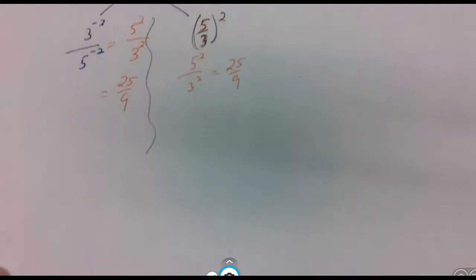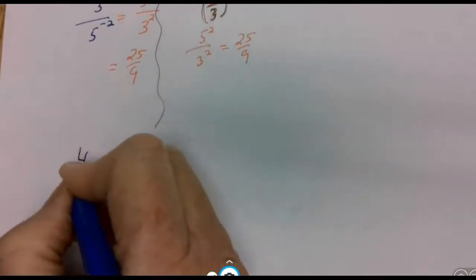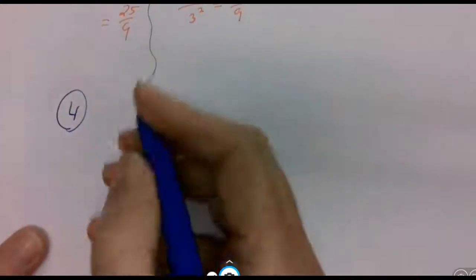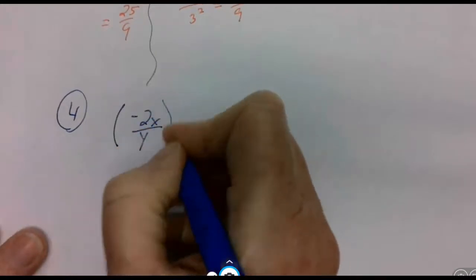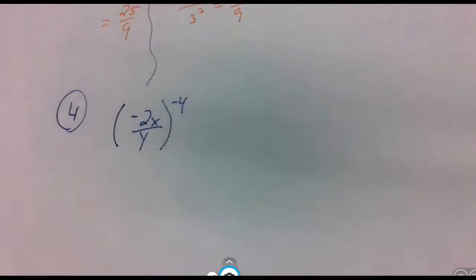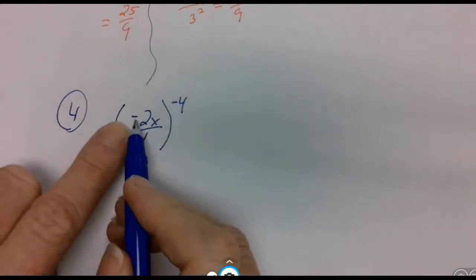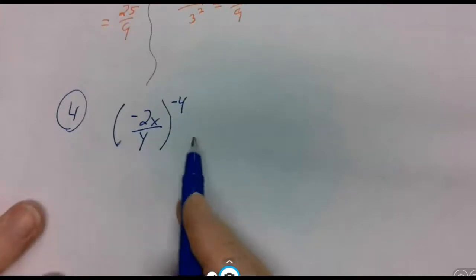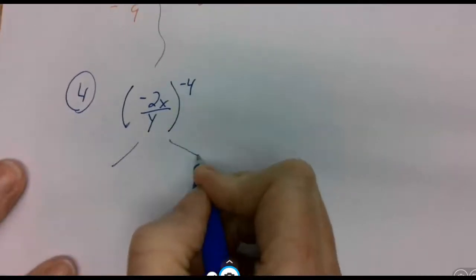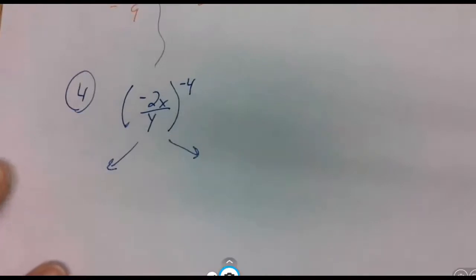Questions. I always want to ask if there's questions, but I'm not around here to even see if there are. Okay, so here we go. Negative 2x over y, all of it to the negative 4. And remember, this negative means value, and this negative means location. So again, we have an option. We can take everything to that negative power, or we can flip it to begin with. Okay, so I'm going to do it both ways, and then you can decide what you want. I'm going to flip it first this time.